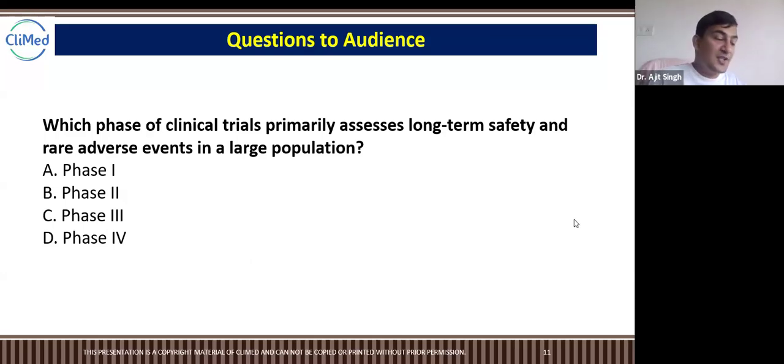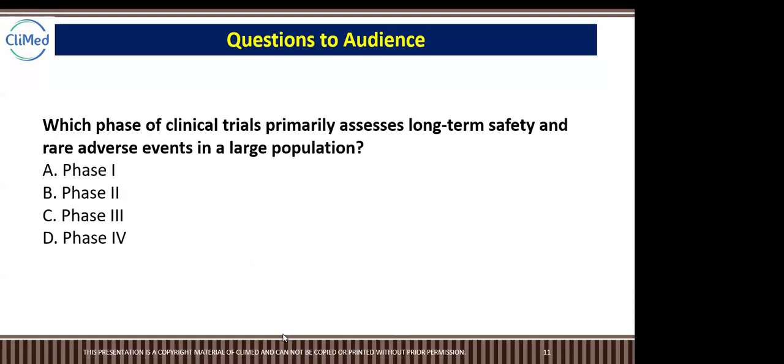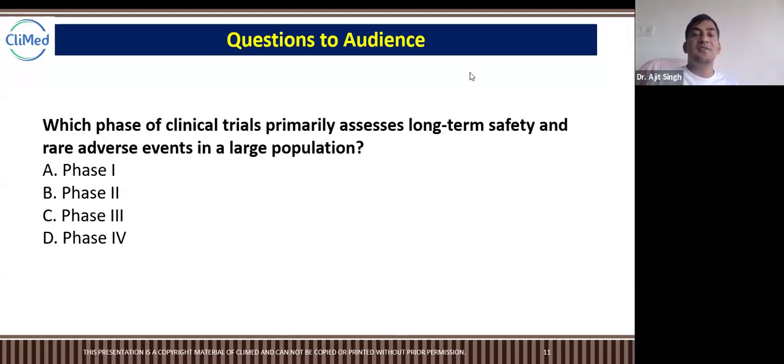It is phase 4 because phase 4 is also known as what? Post-marketing surveillance. Fantastic. Post-marketing surveillance always covers most of the population, and that helps in checking the real-time adverse events in the public. Real-time events, because when a clinical trial is happening, it is happening in restricted environments, in a restricted population which has been selected for the clinical trial.